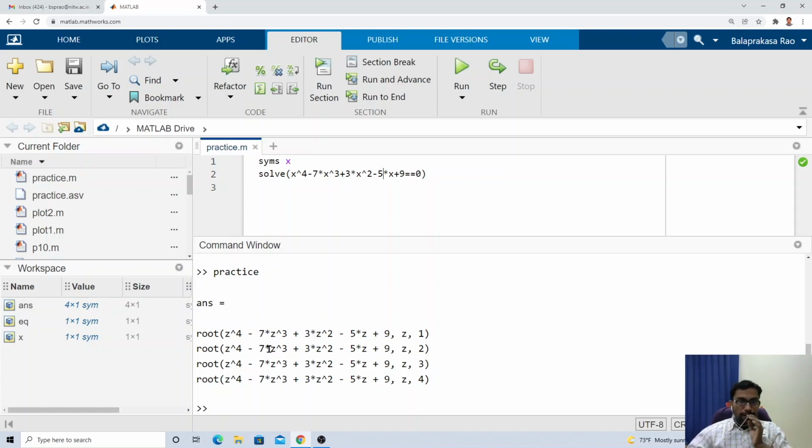What happened here? X power 4 minus 7x cube plus 3x square minus 5x plus 9 is equals to 0, right? We are directly solving this.